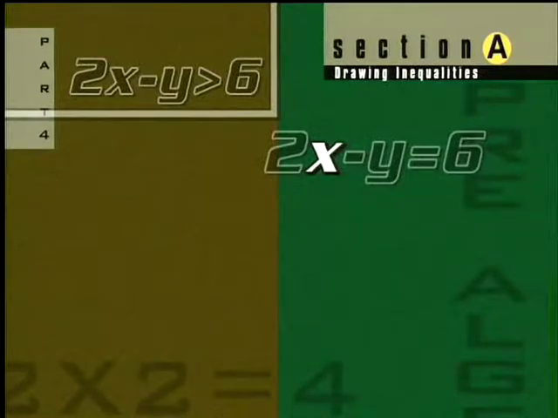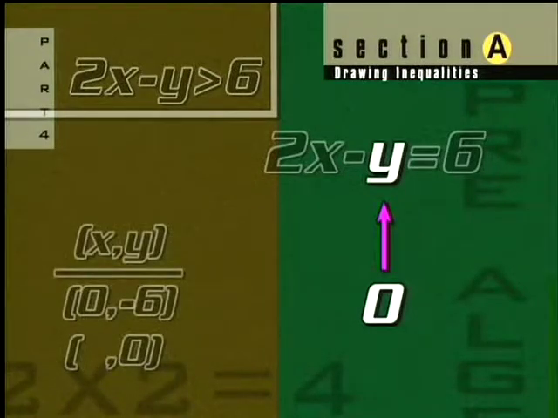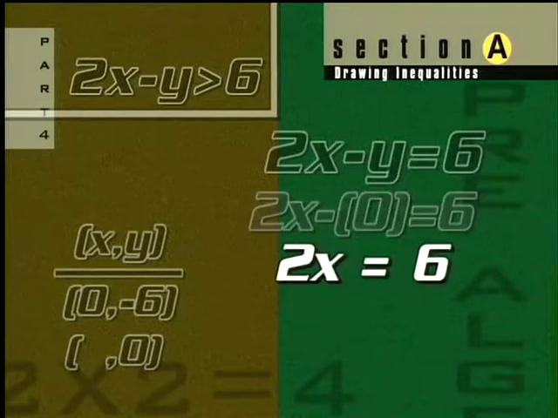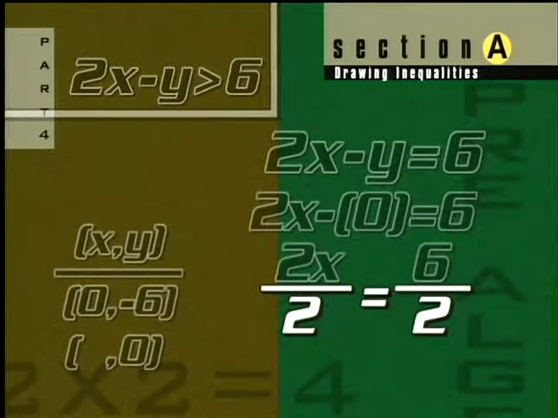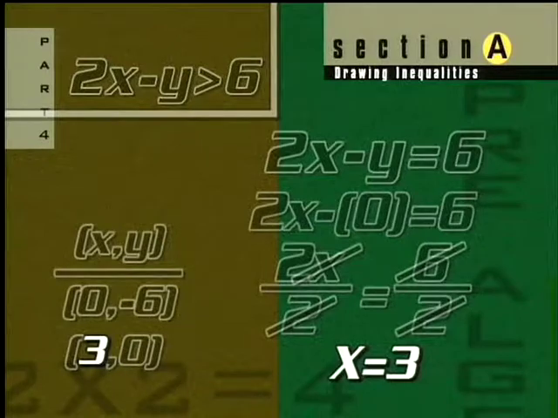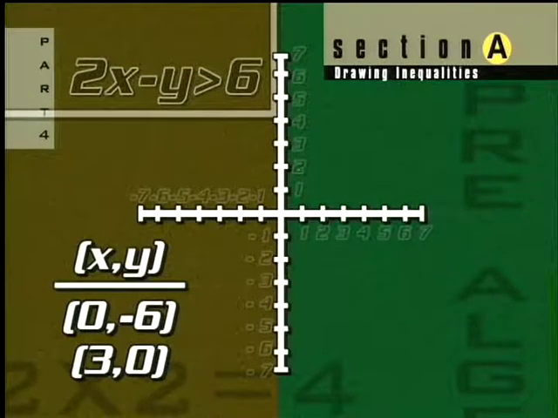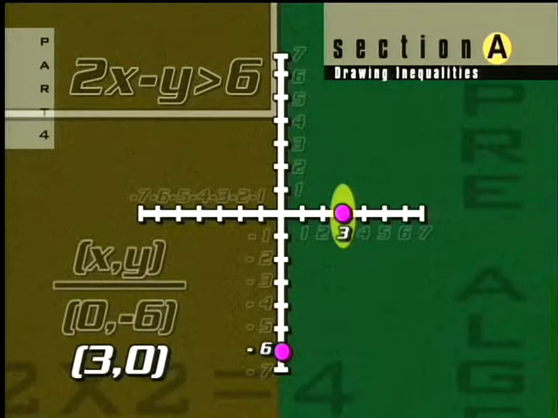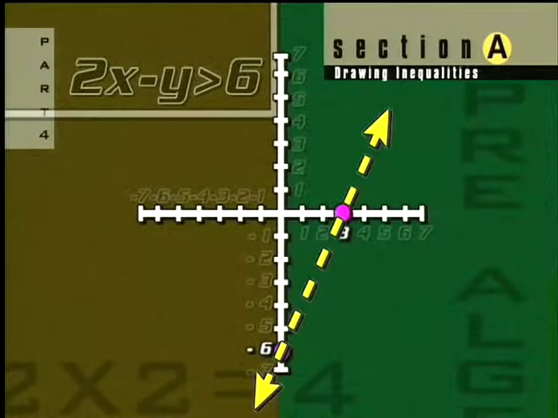Now we want to get our x value when y is 0. So we sub 0 for y and get 2x minus 0 equals 6, or 2x equals 6. We divide each side by 2 and get x equals 3. Now we can plot these points, 0, negative 6, and 3, 0. Next we connect them with a dotted line.